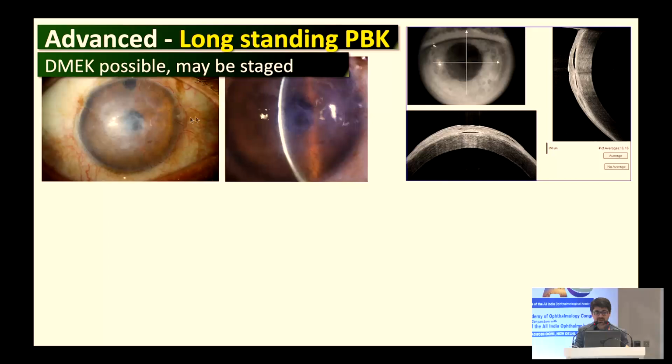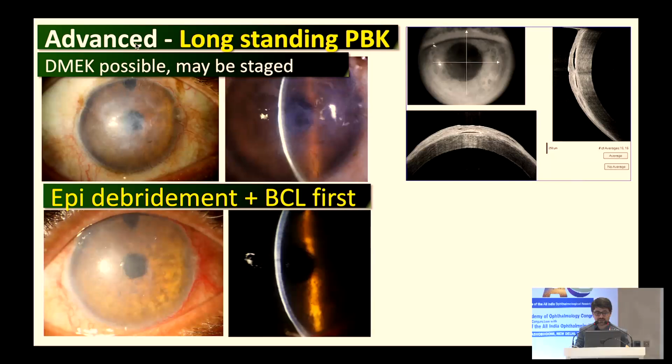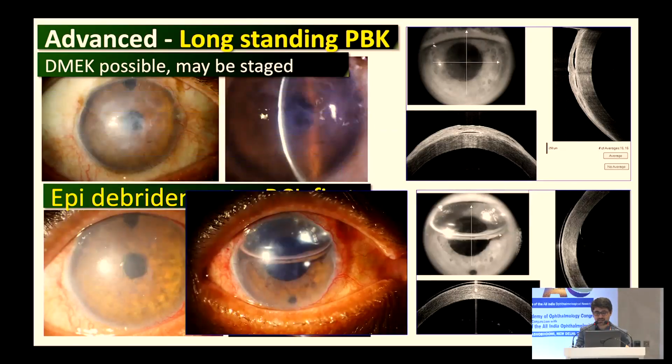There can be some variations, like where this is very long standing and there is a lot of epithelial hypertrophy. You might feel that DMEK is not possible, but if you see a picture like this, where there is a huge stack of thick epithelium, you can just peel it off, and then the visibility improves and you can go ahead with your EK procedure. This can be done either in the same sitting or as a staged procedure as well.